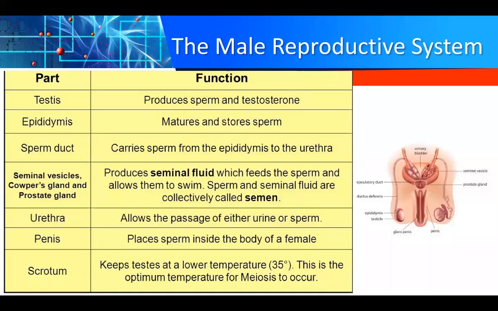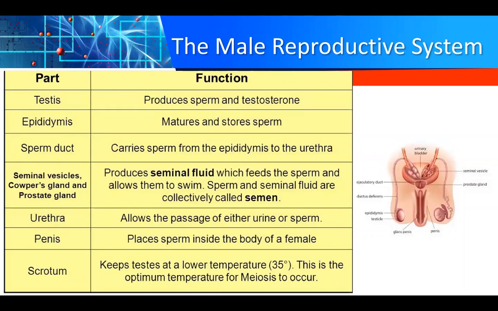So let's talk about the male reproductive system. On the screen, you can see the parts and the function of the male reproductive system. The male reproductive system is specialized to produce sperm cells and a hormone, which is what we call testosterone.